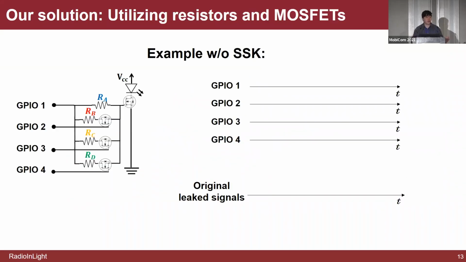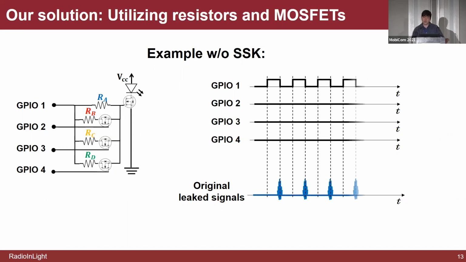Now I give a simple example of how our proposed system and modulation could encode information in the signals. Without any SSK modulation, GPIO1 will transmit alternating on-off symbols to the MOSFET, and the MOSFET will correspondingly turn the LED on and off to send signals.